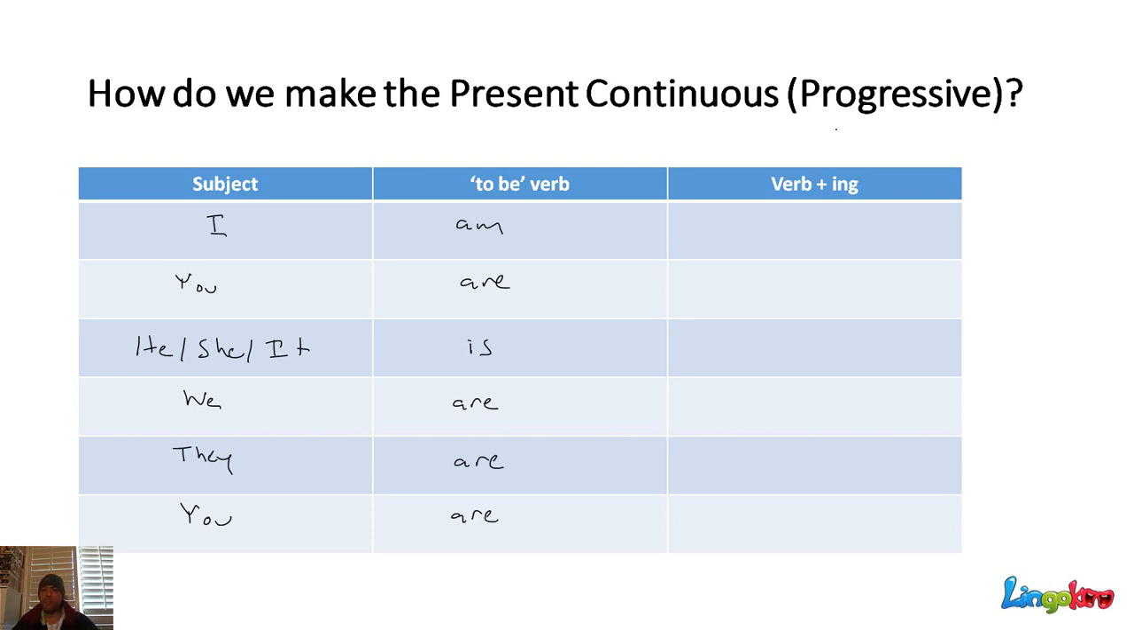So to make the present continuous or present progressive, we need the subject, the to be verb, and then the verb plus ing. So the verb plus ing. Okay? And I do this one for all of them. Verb plus ing, verb plus ing, verb plus ing. Please go ahead and take these notes on your paper. Verb plus ing and verb plus ing. Okay? So this is the way we make the present continuous or present progressive.